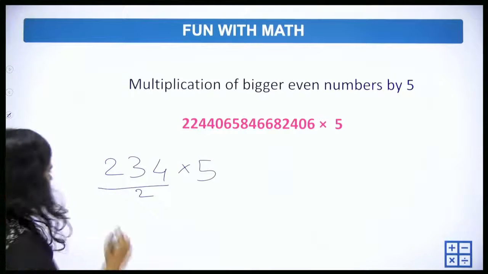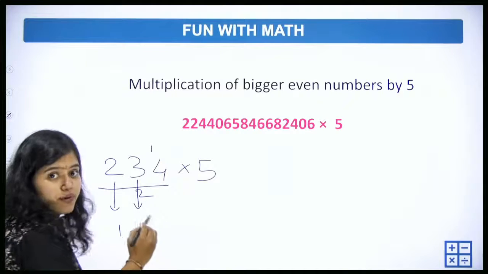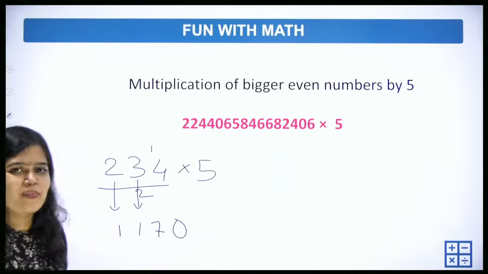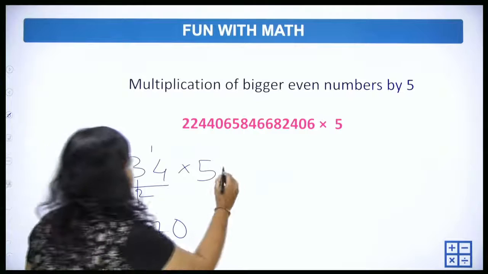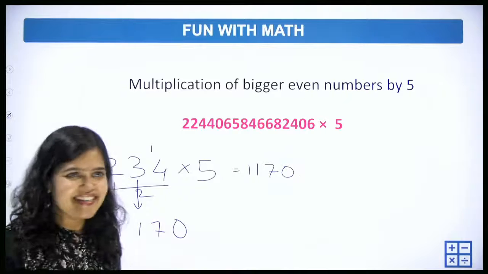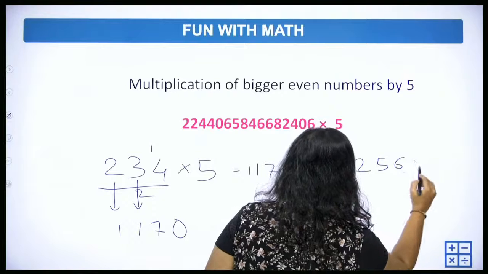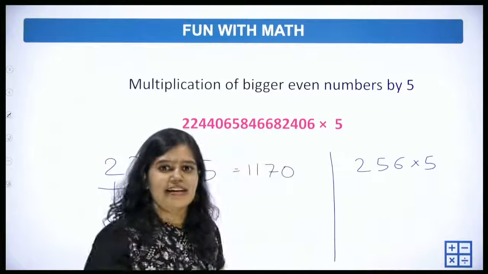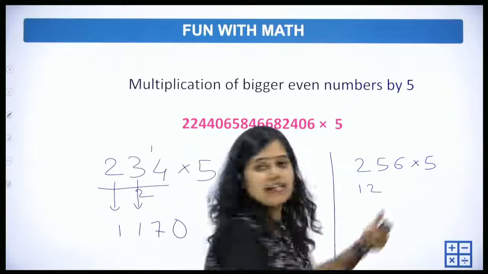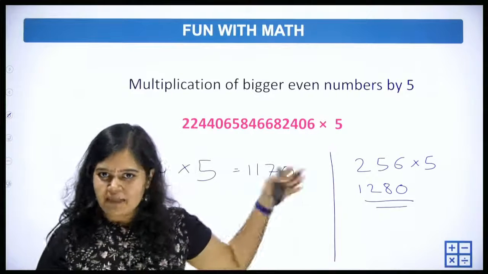So 234 by 2. So 2 becomes 1, 3, so it becomes 1. And 1 gone, 14. So this is 7. 117 and just put 0. Just put 0. So the answer is 1170. Right? Isn't it interesting? Let's do one more number now. 256 into 5. Again, how will we do this? So 1, 4. So you'll go with 2 and 16 is 8. 1280. That's it. Am I clear?